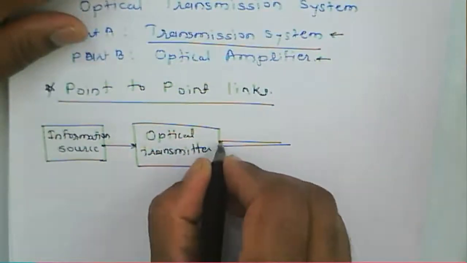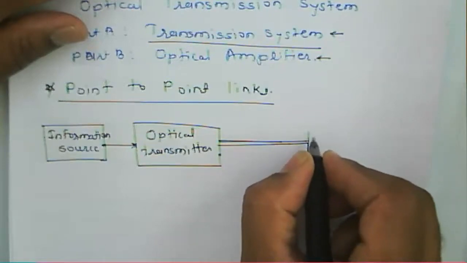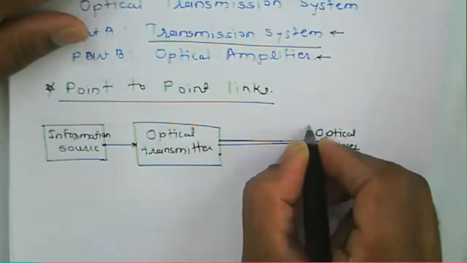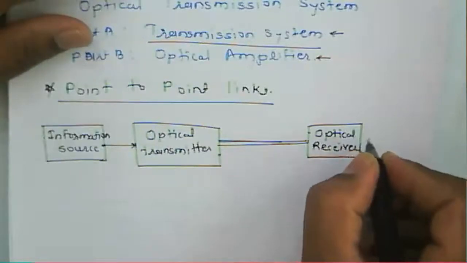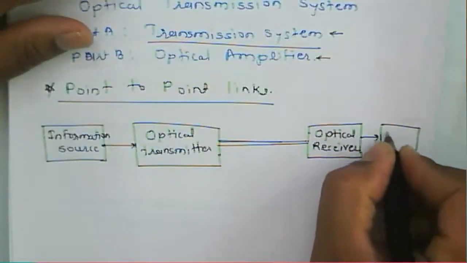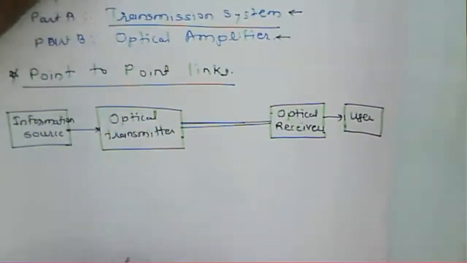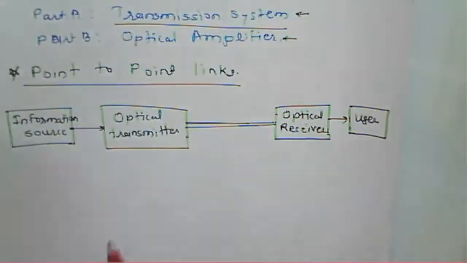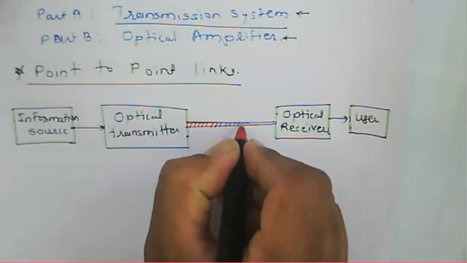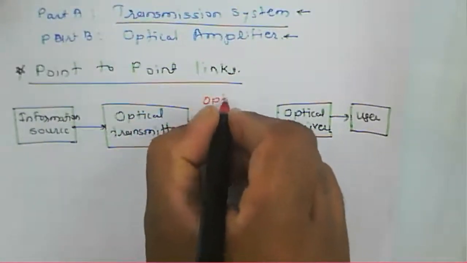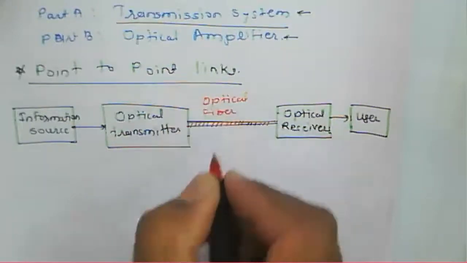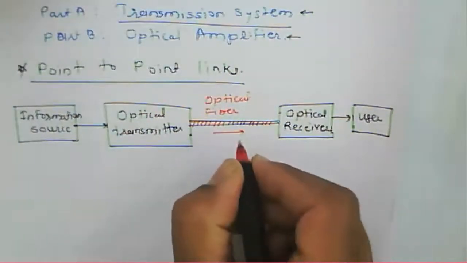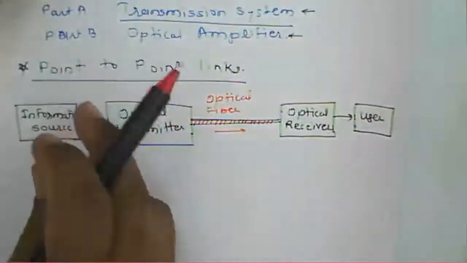Then we have an optical fiber, and after that we have an optical receiver, and then after that we'll get the data, and that data is to be delivered to the user. Now in between this, this one is your optical fiber. What type of optical fiber do we consider here in a transmission system? We need to know that fiber, based on that what will be your total information.